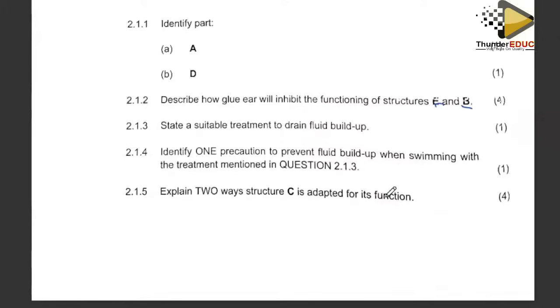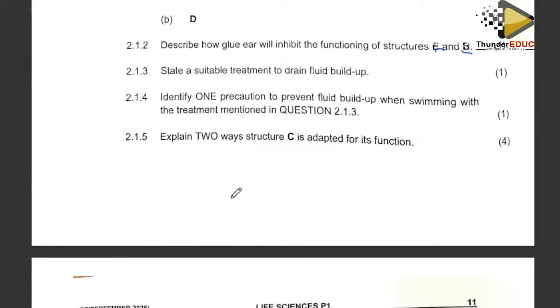Identify the precaution to prevent the fluid build up when swimming with the treatment. You have the grommet. So what you need to do is insert earplugs to prevent the entry of water into the middle ear. You just have to put something in the ears so that water is prevented from reaching the middle ear. So that is it. That is what it means. Then let's go to the next question.